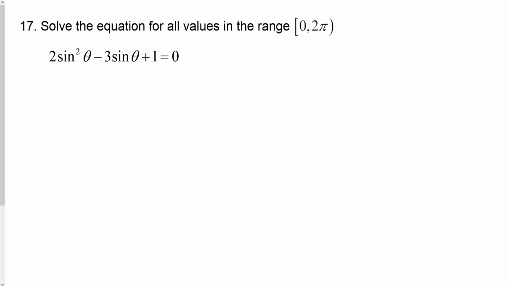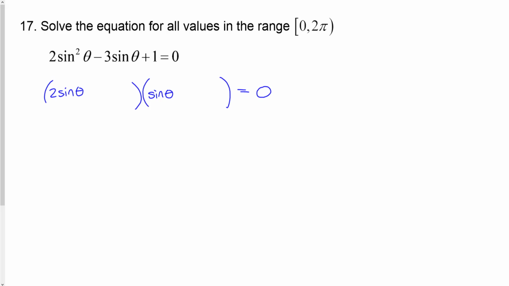Number 17. Solve the equation for all values in the range 0 to 2 pi. 2 sine squared theta minus 3 sine theta plus 1 equals 0. Okay, we need to factor this thing because it's a quadratic. In order to factor it, just use your basics. What are two things that multiply together to give you 2 sine squared? Well, 2 sine theta and sine theta are your only options.